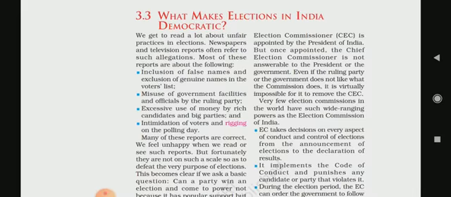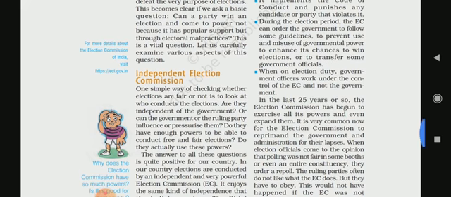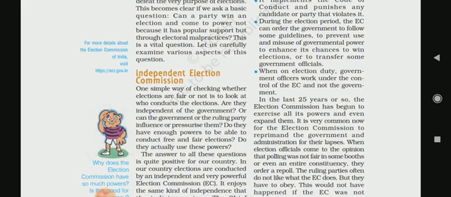So next is the Election Commission, students. The Election Commission is an independent body to conduct elections. A simple way of checking whether the elections are fair or not is to look at who conducts the elections, right? In our country, elections are conducted by an independent and very powerful Election Commission, which is called EC. The Chief Election Commissioner, CEC, is appointed by the President of India. Once appointed, the CEC is not answerable to the President or the government, and he cannot be removed even if the government disagrees with his decision or actions.